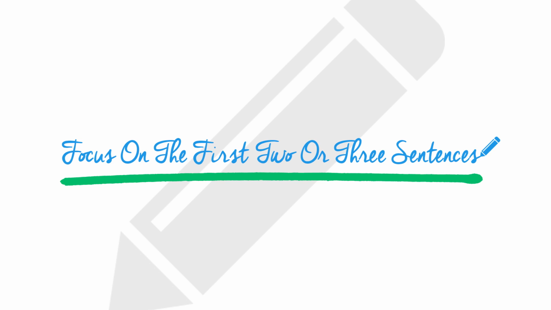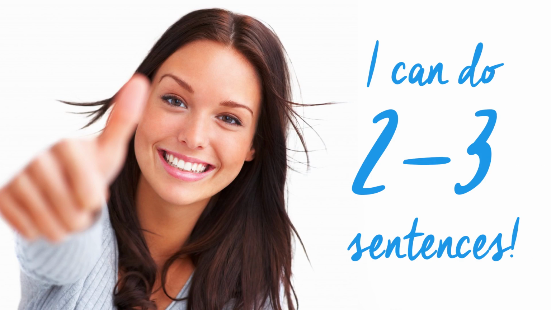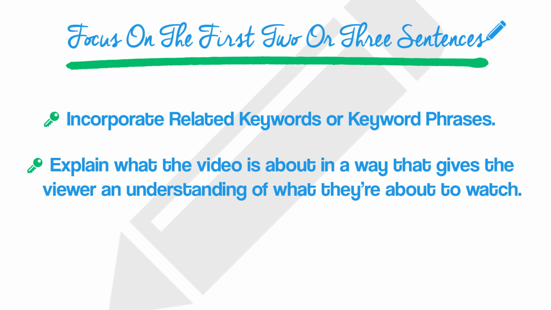Now, some people suggest writing up to a 600-word video overview, but in my experience, having a solid 2 or 3 sentence summary at the top of your description will give you nearly identical results. What I mean by solid is that you've incorporated some related keywords or keyword phrases within these 2 or 3 sentences. These sentences should explain what the video is about in a way that gives the viewer an understanding of what they're about to watch.